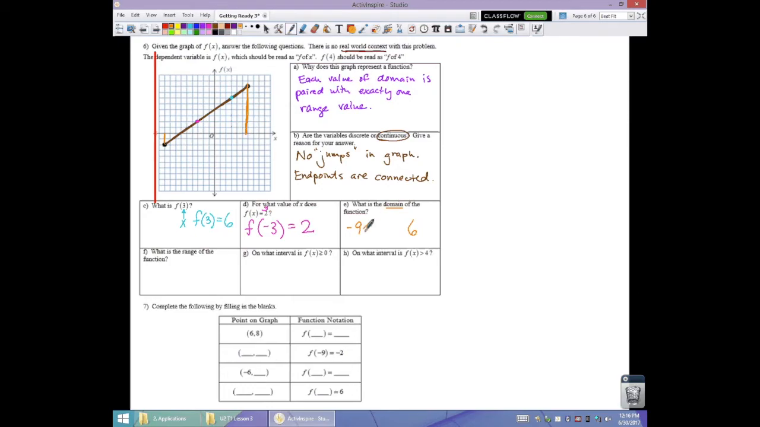So -9 is less than x is less than 6, and I just have to choose, do the endpoints also count? Is there a point at -9? Yes. Is there a point when x is 6? Yes.